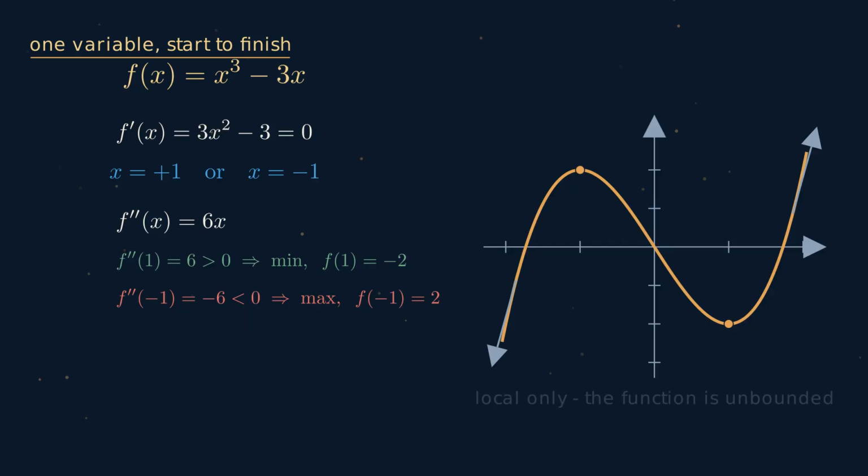Now notice what these are not. Push x far to the right, and the function climbs forever. Far to the left, it falls forever. The minimum we found is local. Nothing about it is global.